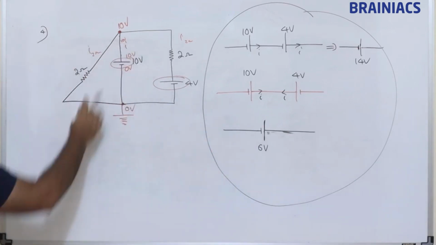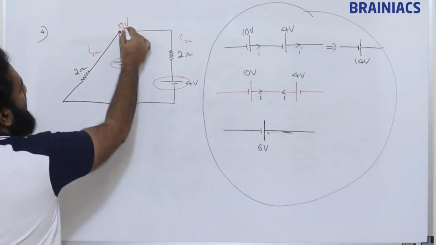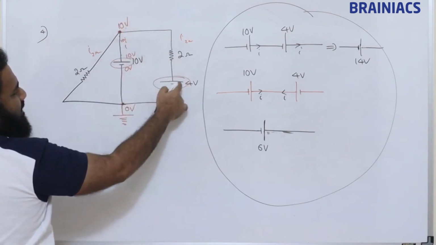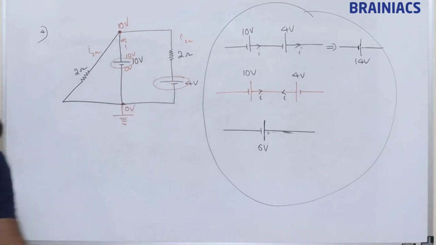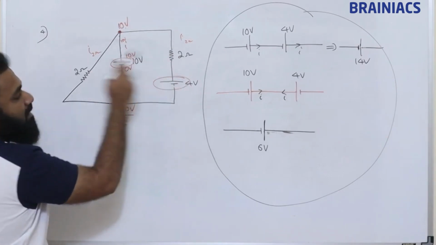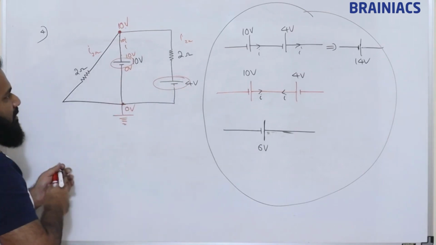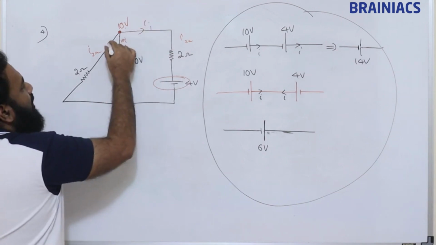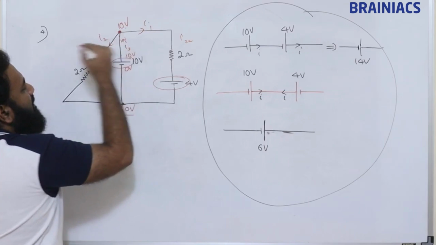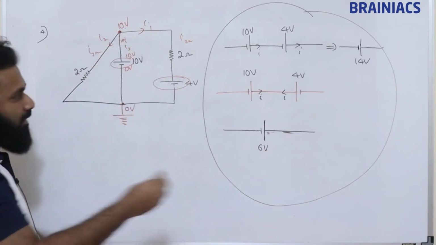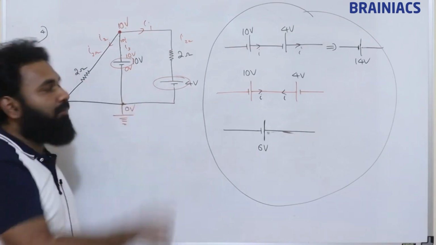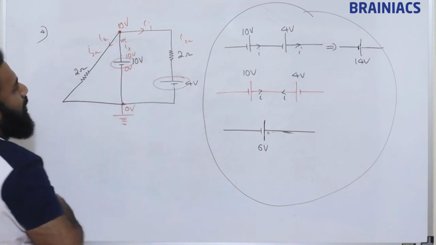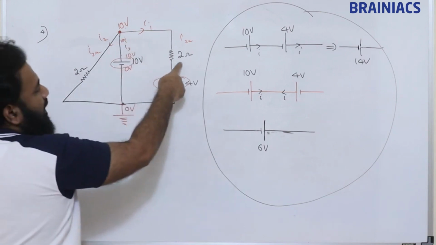Now look at this part. If this is 10 volt, then this is also 10 volt. Positive is connected to positive, so we can say this is opposite polarity. So effectively, 10 minus 4. First problem I will show you. This is I1, this is I2, this is I3, just for understanding. After that nothing is required, we will be able to solve all these quickly. So I am going to take 10 minus 4 is 6 volt, 6 by 2.